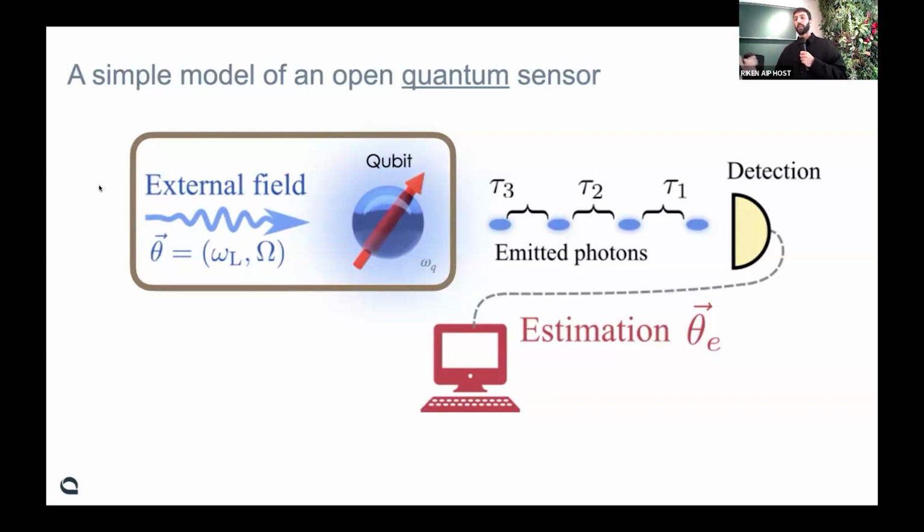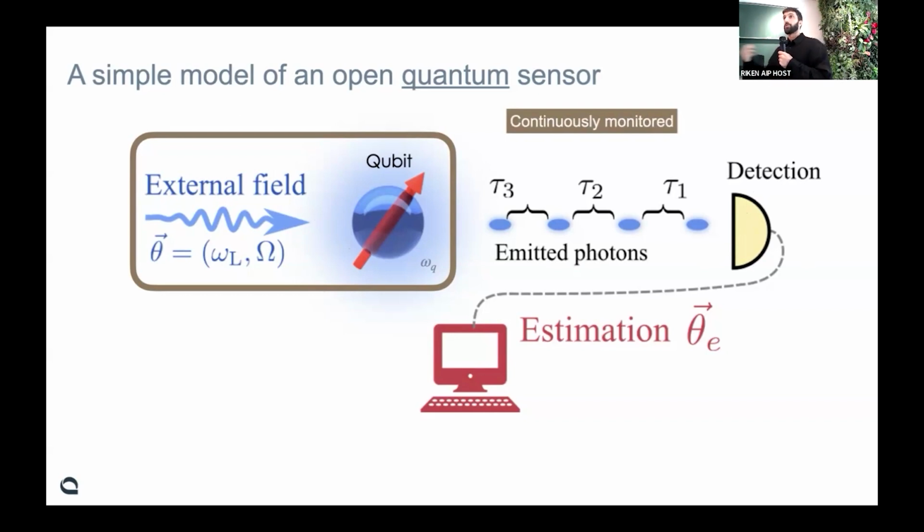And this is an external field that has a specific value of amplitude and a specific coupling to this qubit. Then we observe this open quantum system, for example, by using a photodetector, and we look at the photons that this quantum sensor is emitting as the qubit and the external field interact with each other. So this type of setup is a continuously monitored open quantum system.